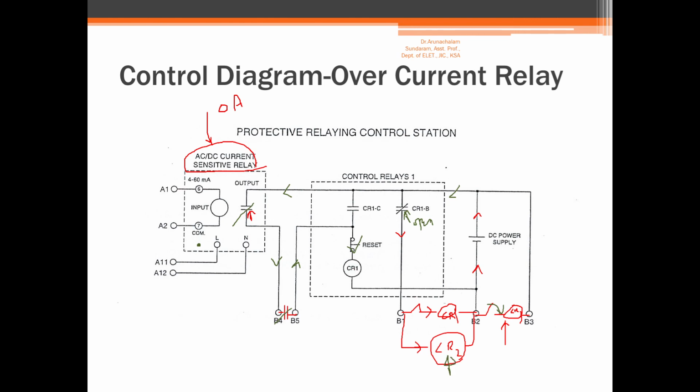And it will isolate the transformer from the supply. Now this CR1C will be closed to memorize the fault, and in the reset button, you can see the light. So this is how the protective relaying control station works.